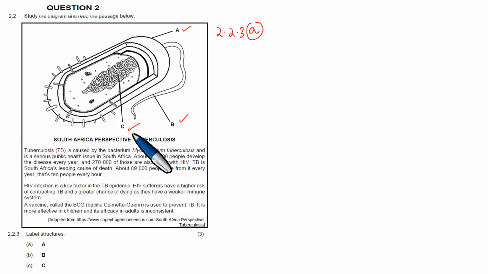Okay, let's look at that one. Right, so A is basically called the slime capsule. So this one is called the slime capsule.